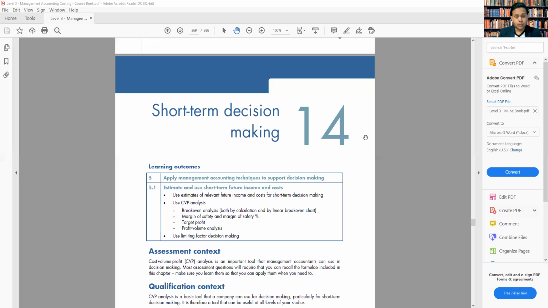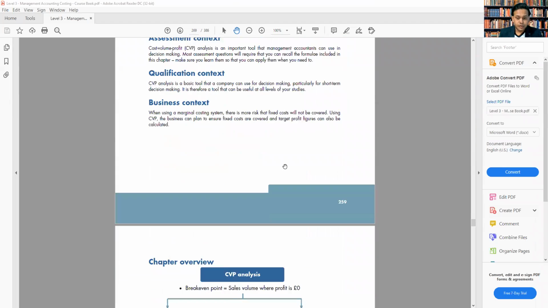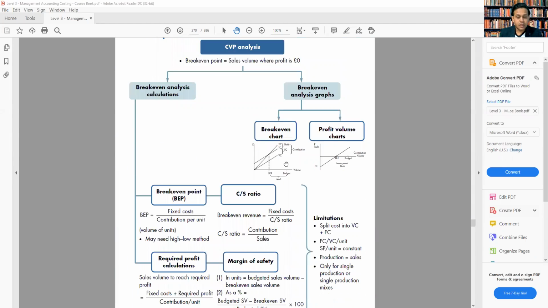The first one we're going to see from chapter number 14, and that will be for short-term decision making. All the techniques we see in this chapter will be for short-term decision making purposes. And the next chapter, chapter number 15, will be for long-term decision making purposes. So let's have a look at what we have in this chapter. We move to the chapter overview.